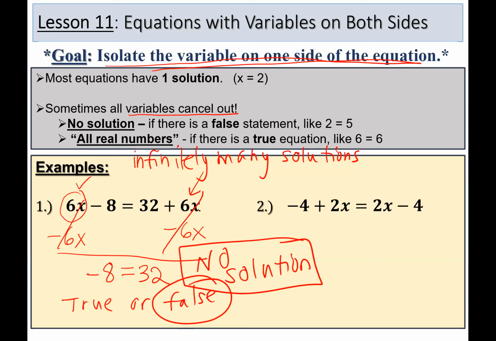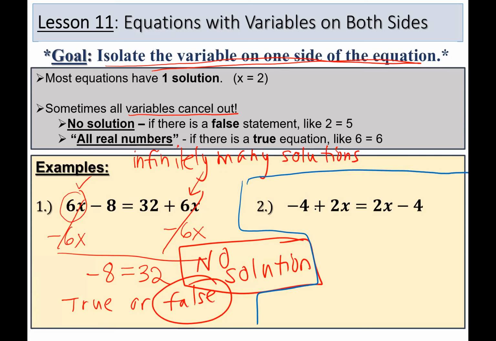make this equation true. The answer is not -8, the answer is not 32, the answer is there is no solution, because the variables canceled out and the numbers that were left were not equal to each other. The equation that was left over was a false equation. Okay, so let's take a look at number 2 so you can see the difference between no solution and all real numbers. Sometimes they feel similar, but in reality, they're very important opposites.